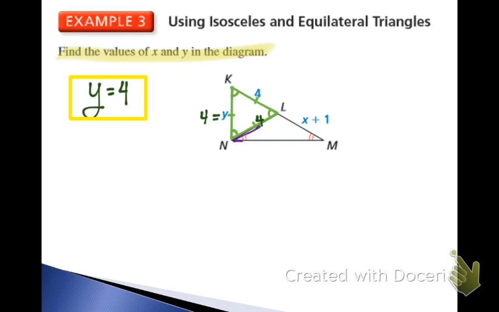My next triangle, what kind do we have over here? It's isosceles. So we have 2 congruent sides, which means we have 2 congruent angles, right? Or sorry, vice versa. We have 2 congruent angles, which means we have 2 congruent sides. So what 2 sides will be congruent? 4 and x plus 1. So what will x plus 1 equal? 4. So then x equals 3.